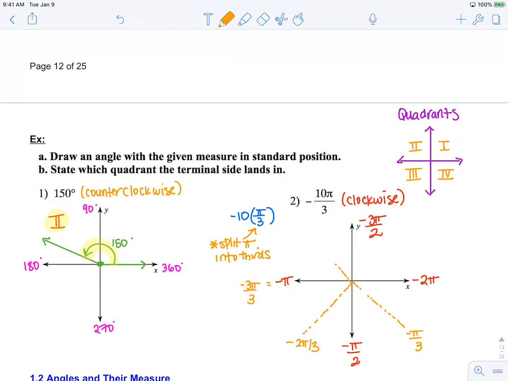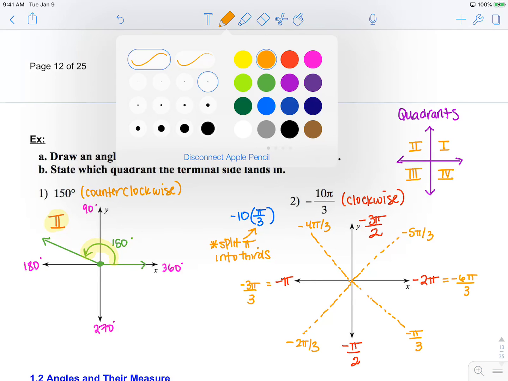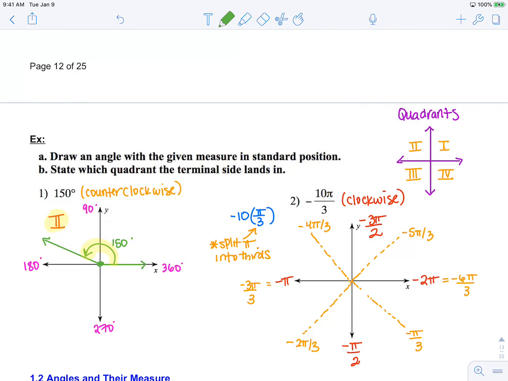And if I keep going, negative 4 pi over 3, another third, negative 5 pi over 3, and then this is the same as negative 6 pi over 3. So remember, my sketches might not be drawn exactly to scale. Now that I've set that up, I know that my vertex falls on the origin, and my initial side is always on the x-axis. So now let's rotate this ray negative 10 pi over 3's.